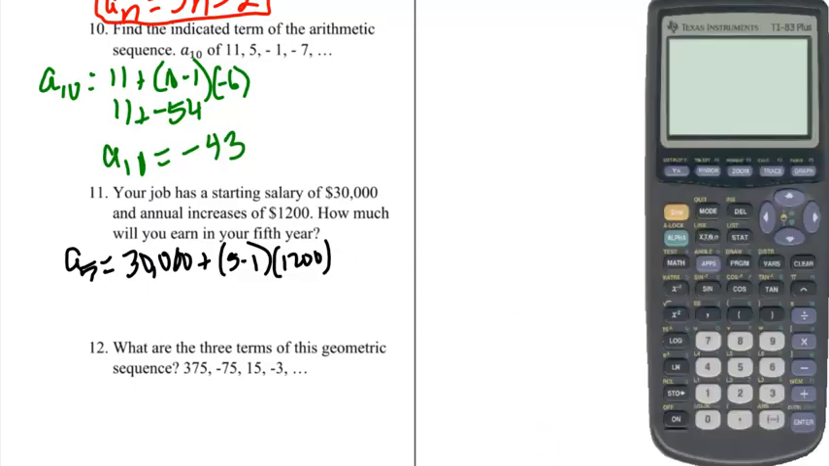So I'm just going to put this on my calculator to make it go a little bit quicker. So we have 30,000, and this is going to be plus 4 times 1,200. That gives us $34,800.